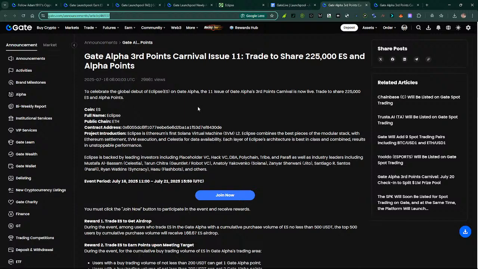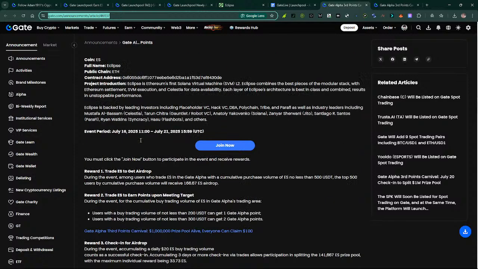225,000 ES and alpha points. Remember, alpha points are so rare, and when you get the opportunity, don't miss these chances. Alpha points have their own value. To celebrate the global debut of Eclipse on Gate Alpha, the 11th issue of Gate Alpha's third points carnival is now live. Trade to share 225,000 ES and alpha points. So we already know all those details.